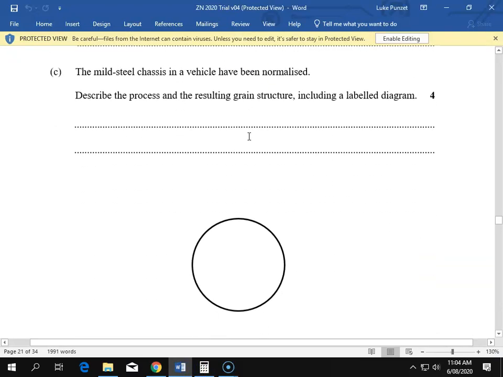The mild steel chassis in a vehicle has been normalized. Describe the process and resulting grain structure, including a labelled diagram. You need to label diagrams. Microstructure diagrams are usually worth 2 marks, right? You do not get 2 marks without labelling, right? That's important.